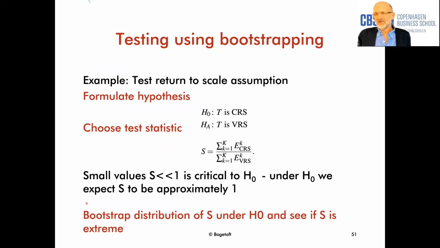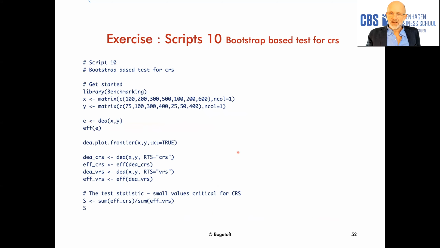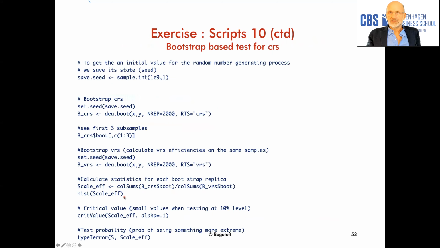This is not exactly what we do. We just use another statistic here. We don't do the divisions pairwise. We just sum all the CRS efficiencies, and we sum all the VRS efficiencies, and then we do the division. But these are just different testers one could use. Okay, so here I calculate the tester, and I can see what the tester is. And now I want to start the bootstrapping.